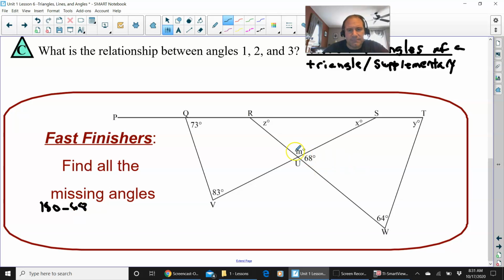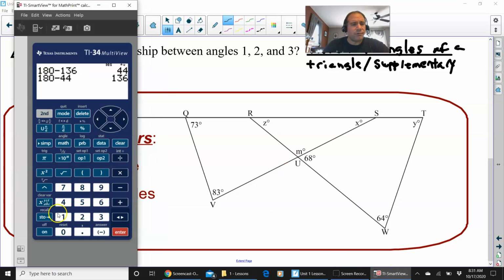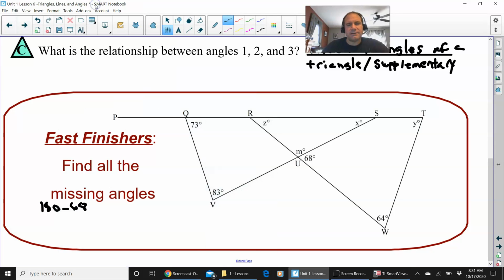Because I know that this measure of angle M and this angle right here, when you add them together, equal 180. So I am going to take my calculator and do 180 minus 68. And that is 112. So that is my first angle right there that I know. This is 112 degrees.